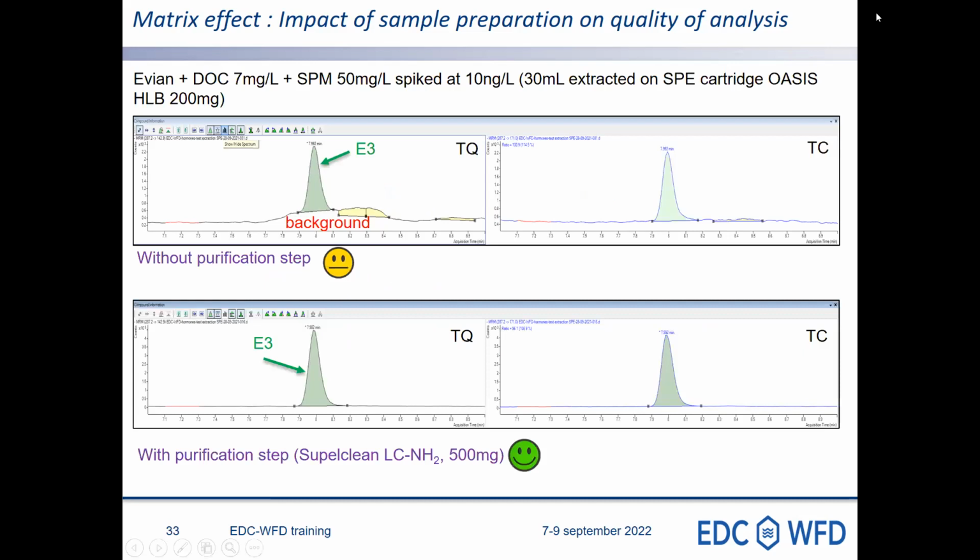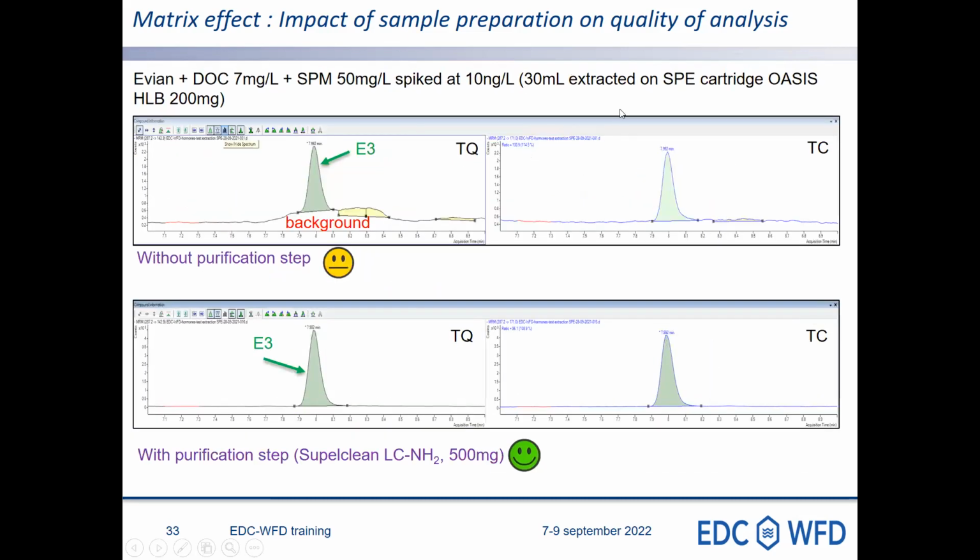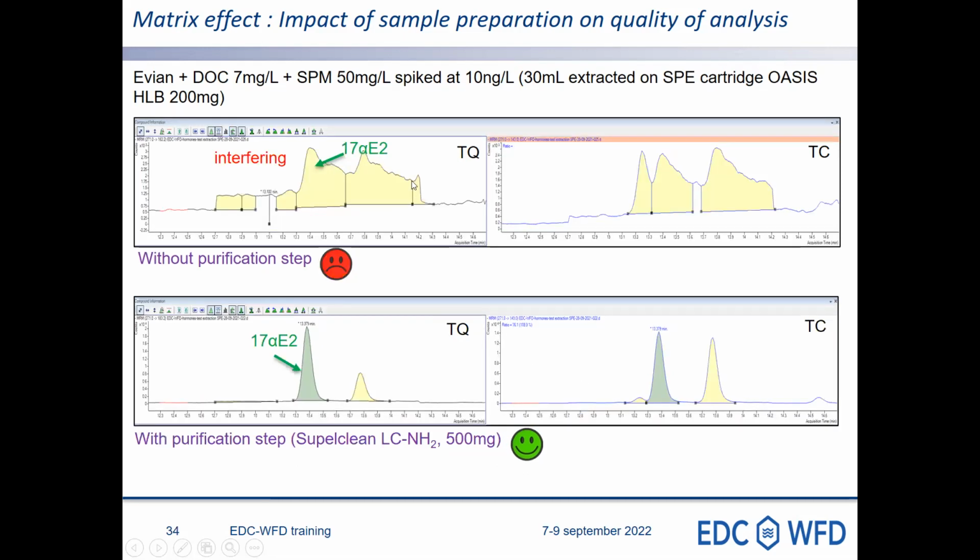We pursue, and sorry, I think I go too quickly. This is just once more an illustration. Here you have the chromatogram for estriol without the purification step and with the purification step, and you see the difference. So really, purification is not an option if you want robust measurements at the level needed. Once again, another example here, without purification and with purification, with the substance 17-alpha estriol.